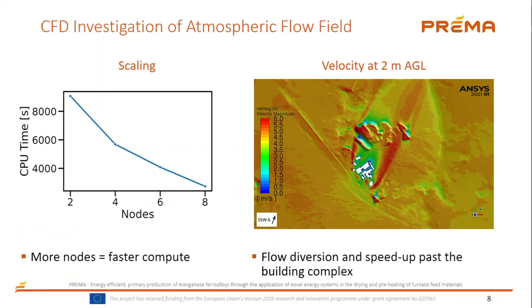The first step to do with the final mesh is to perform a scaling analysis, and as can be seen, typical of CFD, more nodes equals faster compute times. On the right, the cutout is shown of the velocity field around the smelter complex at 2 meters height above ground level.